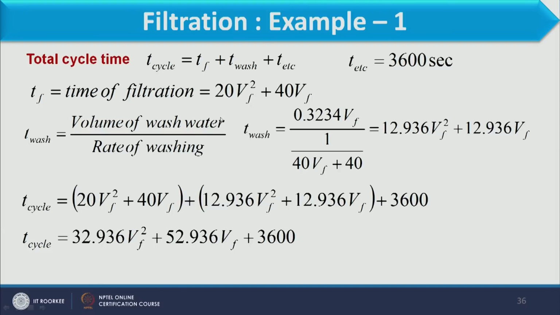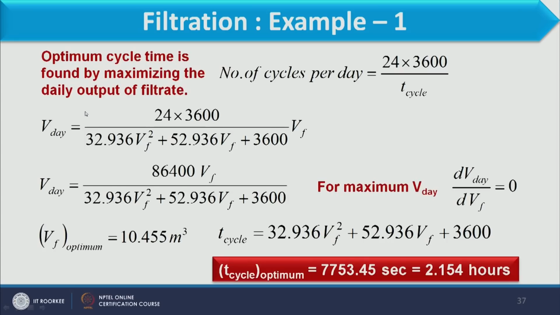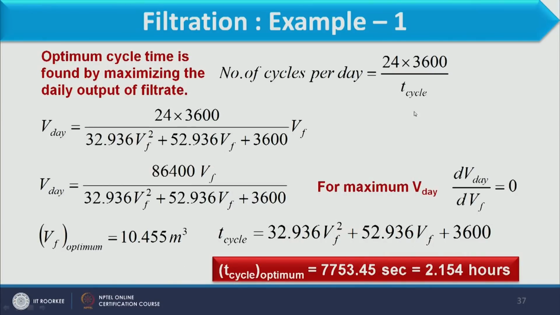So I know the expressions of Tf and T wash. Putting all these expressions in T cycle, we get the final expression of T cycle in terms of Vf. Now how can we calculate the optimum cycle time? By maximizing the daily output of the filtration process. In that case, first of all we have to calculate the number of cycles per day, which should be 24 into 3600 divided by T cycle.